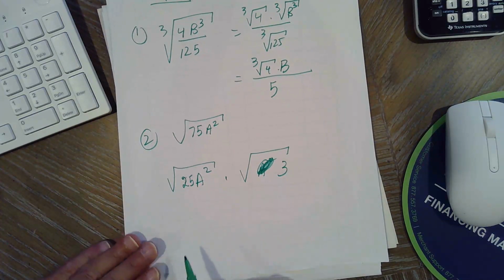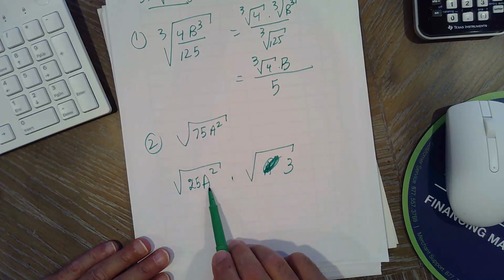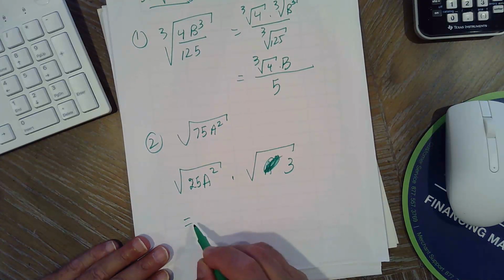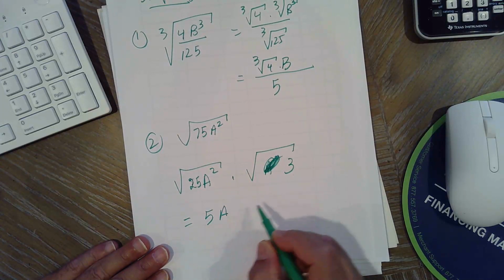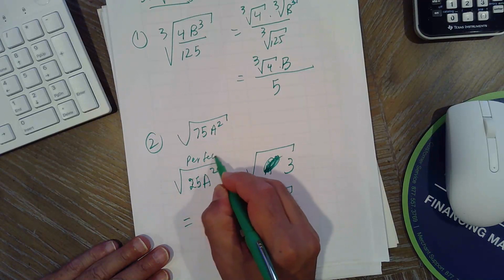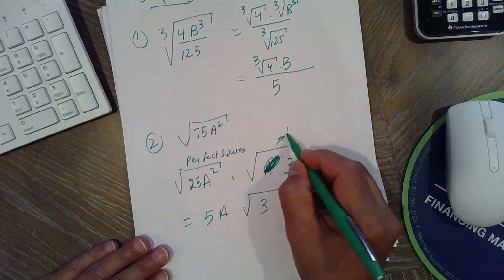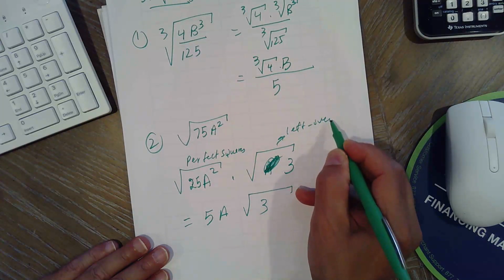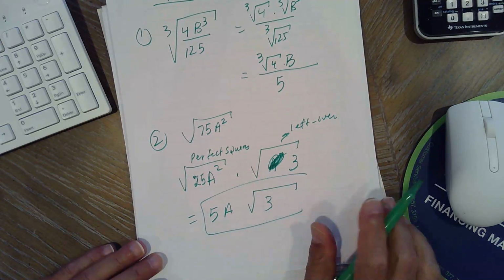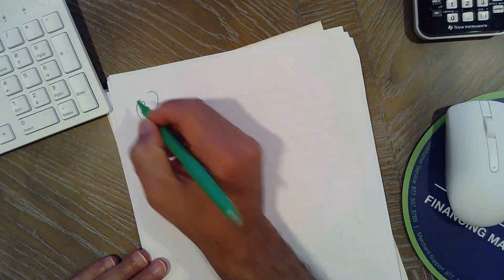3 is called the leftover. So I split up 75 into 25 times 3. I put the a squared with the 25 because it's a perfect square. So it's 5a square root of 3. These are the perfect squares. And this is called the leftover. Okay? Square and leftover. Alright. Here we're assuming all variables are positive.